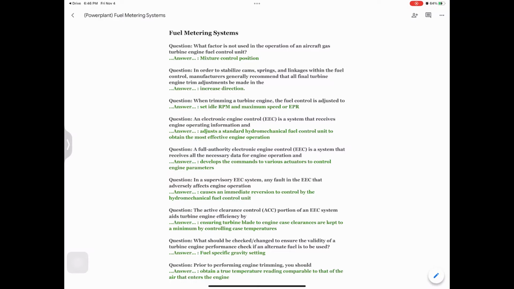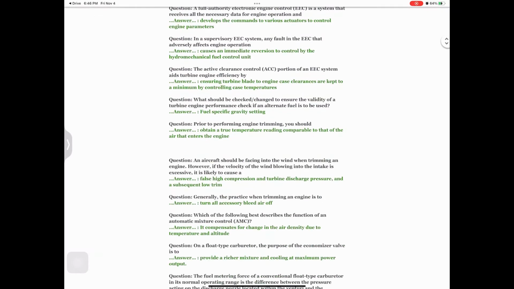Question: the active clearance control (ACC) portion of an EEC system aids turbine engine efficiency by answer: ensuring turbine blade to engine case clearances are kept to a minimum by controlling case temperatures. Question: what should be changed to ensure the validity of the turbine engine performance check if an alternate fuel is to be used? Answer: fuel-specific gravity setting.